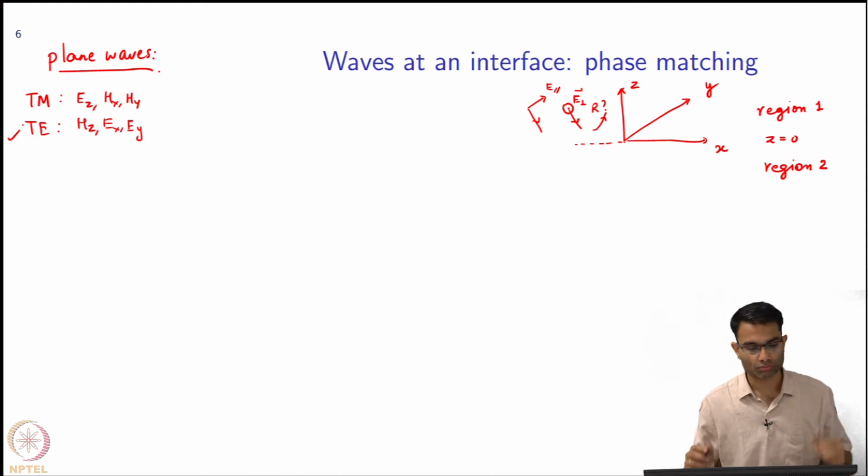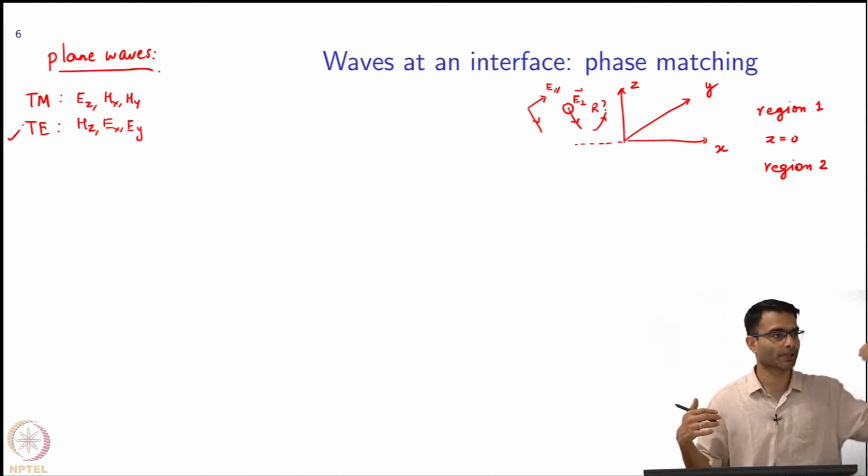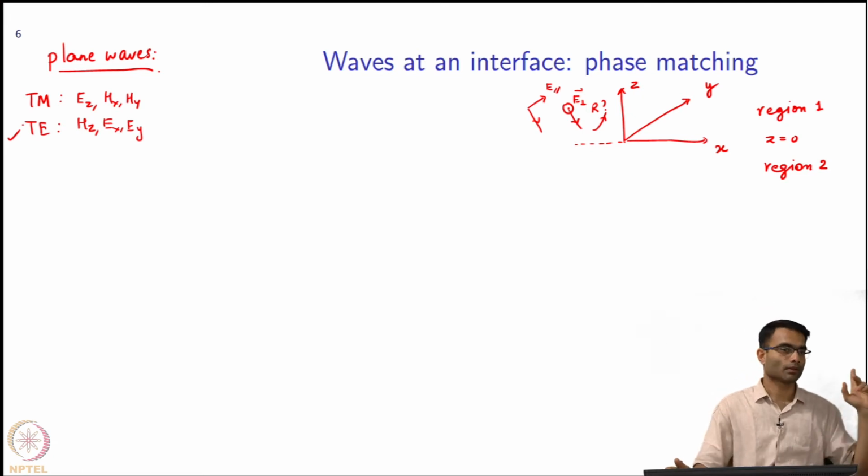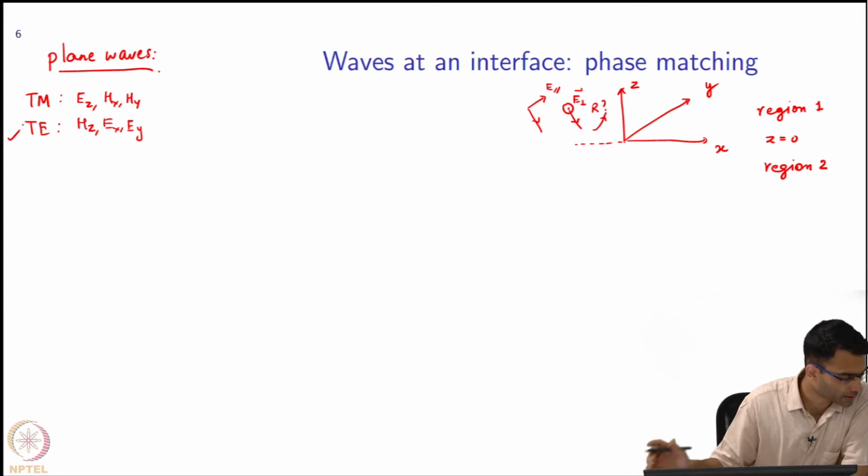Okay. So, plane waves in two regions. I will start with the plane wave incident from region 1. What kind of waves do I expect? A reflected wave and a transmitted wave. Those are the waves that I expect, right.